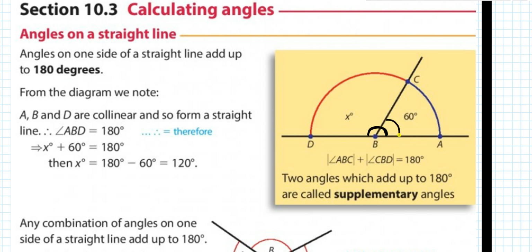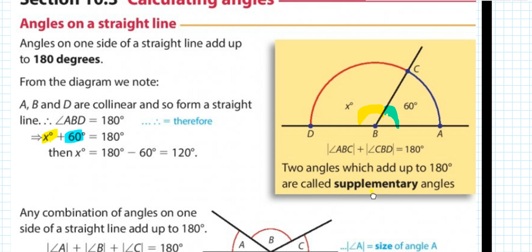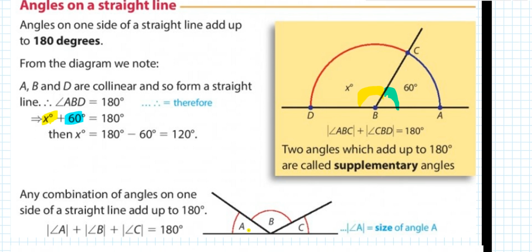If we know this part is 60, then this part must add up to 180 when I add on the 60. So x is this unknown section here, 60 is the other side, and I know they should add up to 180 degrees, so that means x must be 120 degrees. Okay. That works with a combination of angles.